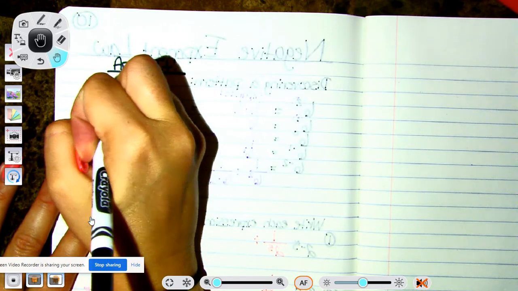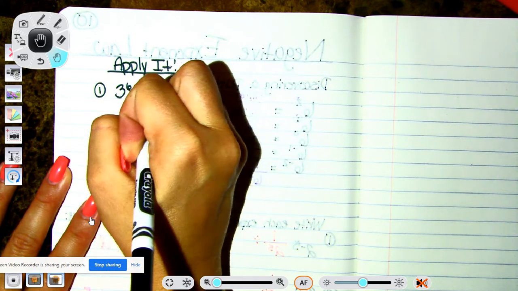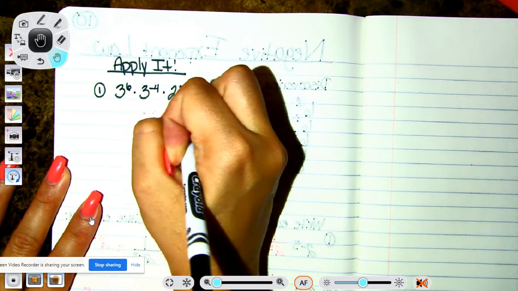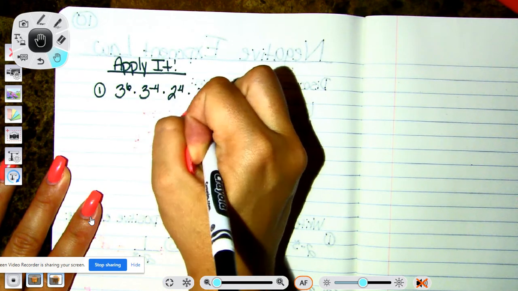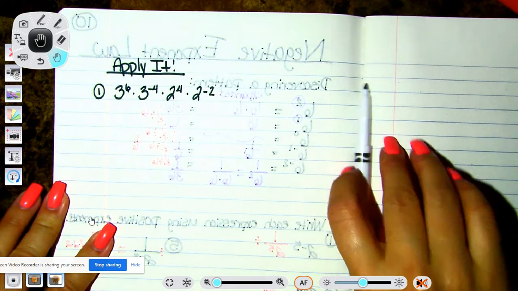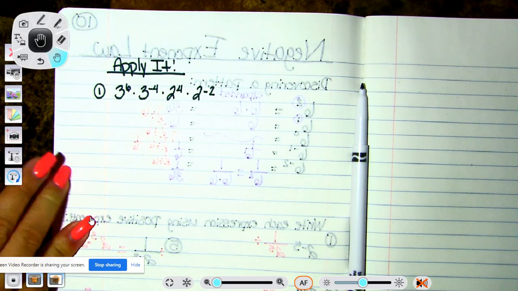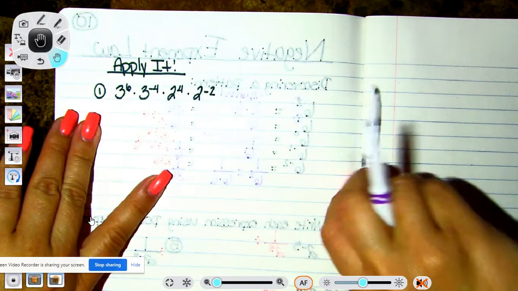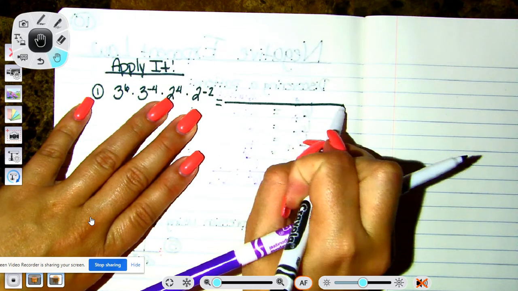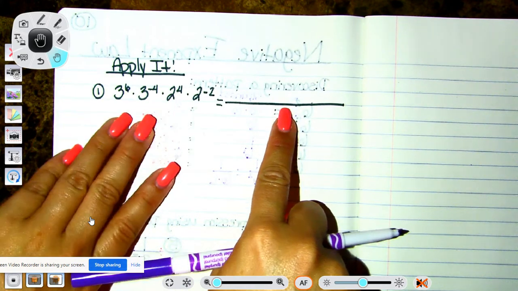So apply it, number 1. We're going to have 3 to the 6th times 3 to the negative 4th times 2 to the 4th times 2 to the negative 2nd. Okay, so there's 2 ways to look at this. Each positive exponent that I see, I'm going to think we are multiplying it out. So I'm going to go ahead and put my division bar here because I know I see some negatives, which means I'm going to need to divide at some point in time. And again, we're thinking of the fraction bar as division in this case.